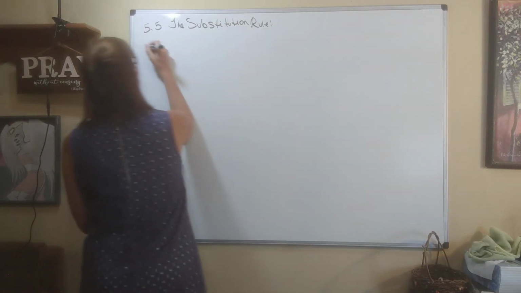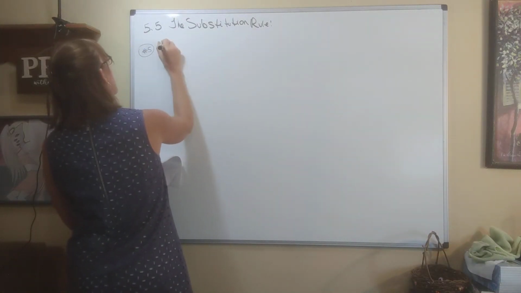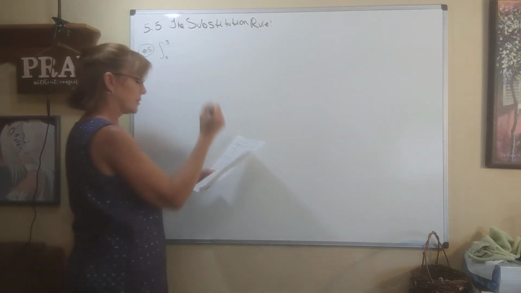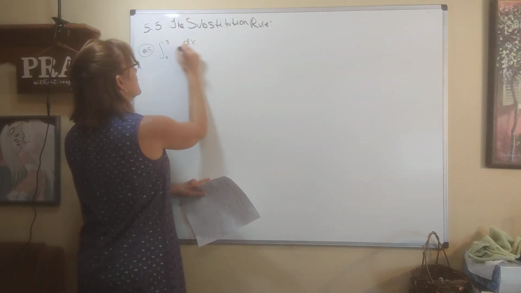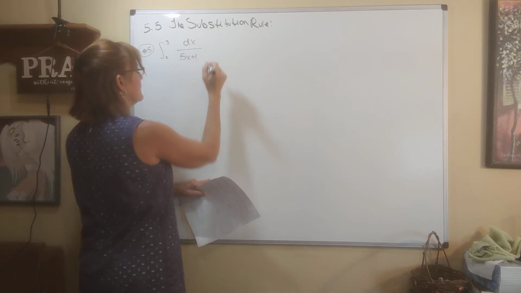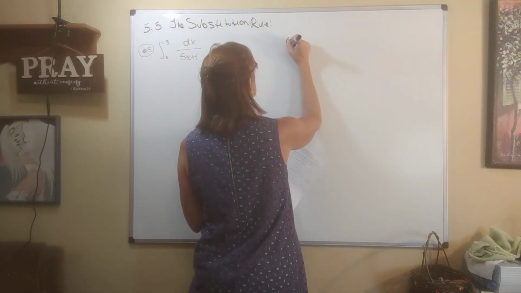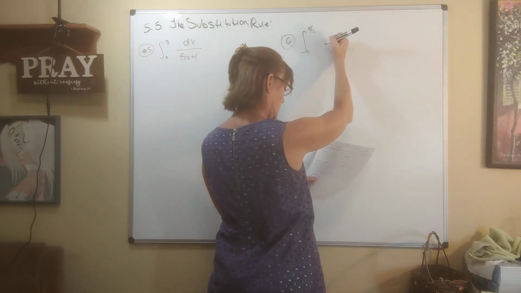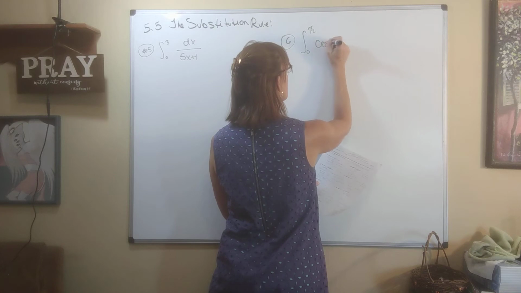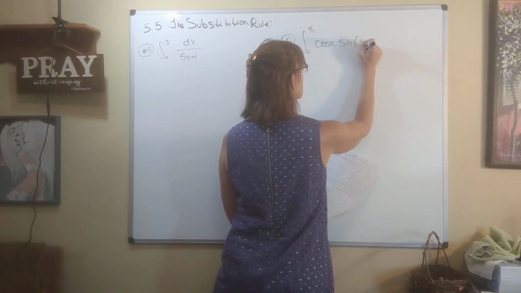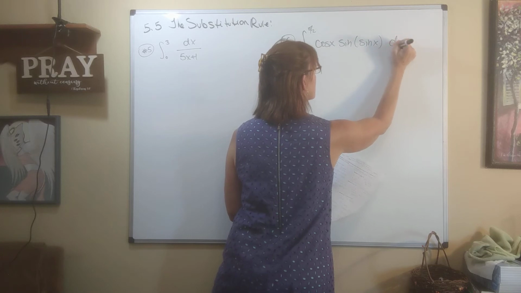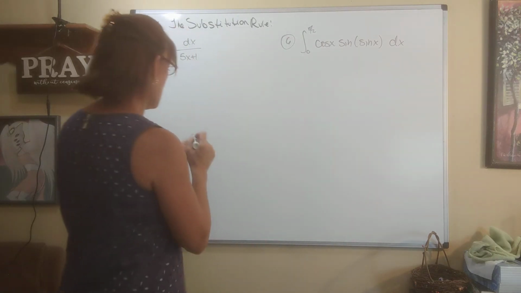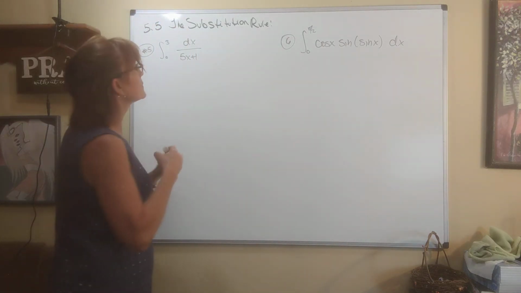Example 5 says, let's find the integral from 0 to 3, the limits of integration are 0 to 3, of dx over 5x plus 1. All right, and then number 6 is the integral from 0 to pi over 2 of cosine of x times the sine of the sine of x dx. All right, let's do these. So it goes like this.